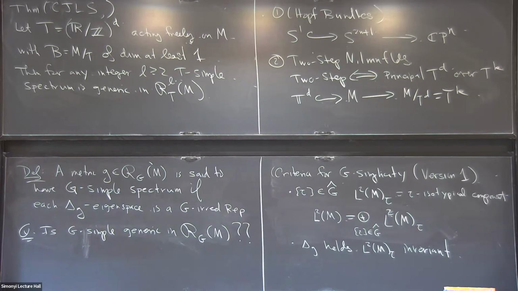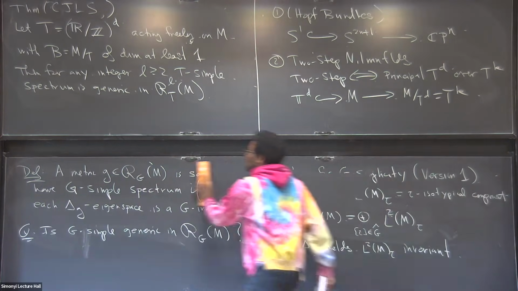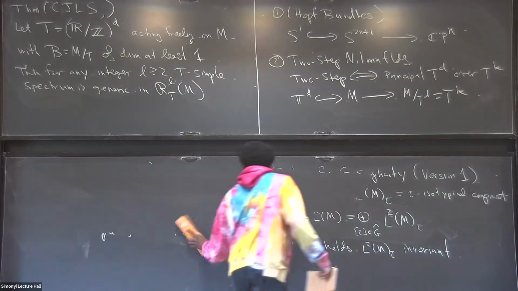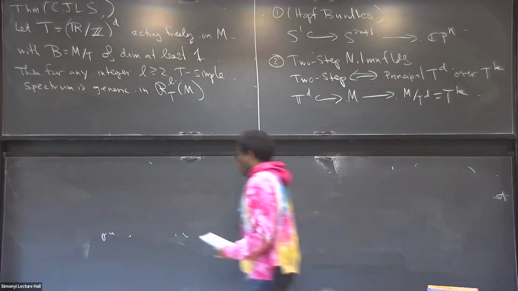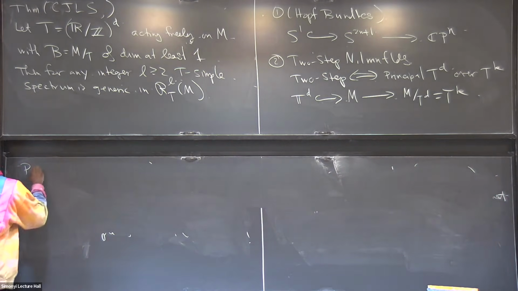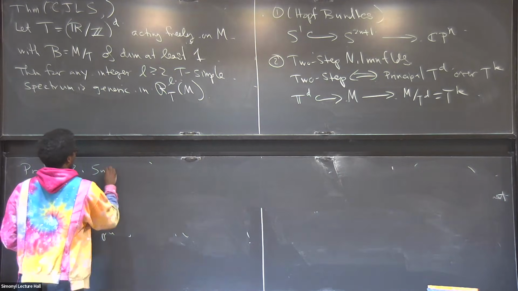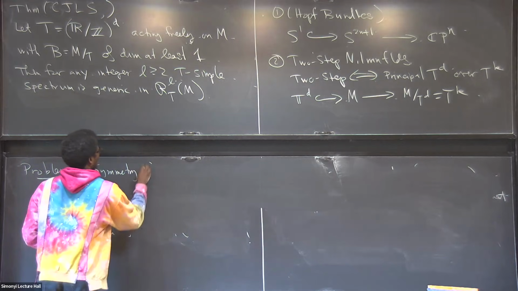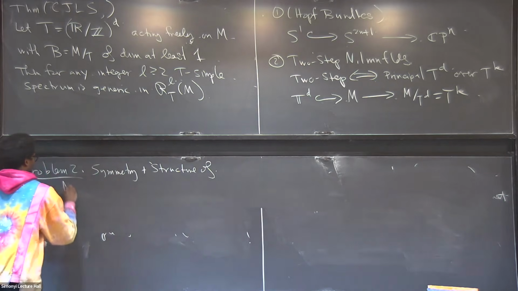But I'll maybe put a pin in going through the argument for that, and I want to pivot to the second problem, which is about structures of nodal sets and nodal domains. Okay. So, all right, problem 2. So this is the symmetry and structure of nodal sets.